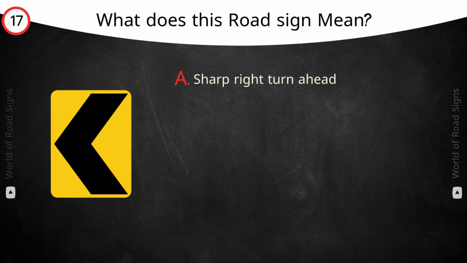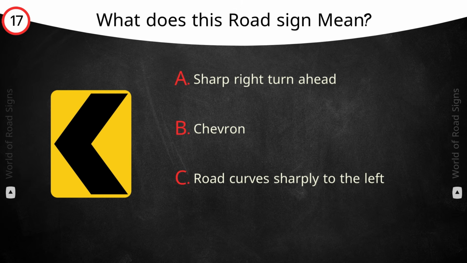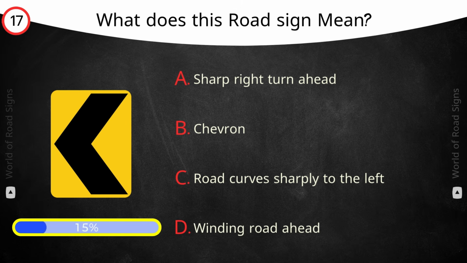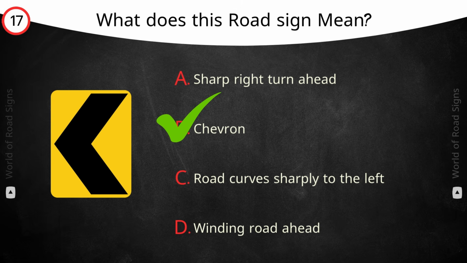Question 17. This sign means A. Sharp right turn ahead. B. Chevron. C. Road curves sharply to the left. D. Winding road ahead. If you chose option B, that's correct. Chevron.